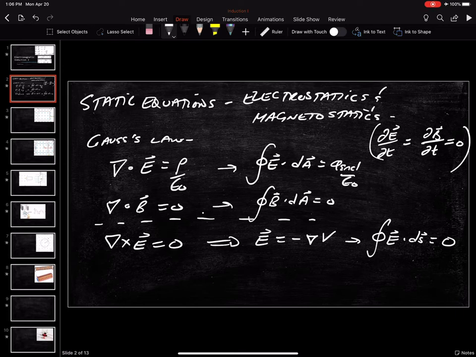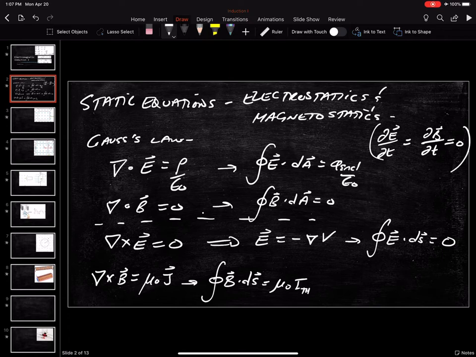And then finally we also have Ampere's law, which says that the curl of B is equal to mu naught times J, which is equivalent to the integral of B dot ds is equal to mu naught times I through. And also, the fact that the divergence of B is zero means that we can write B as the curl of some other vector, the vector potential. These are the things that we have seen so far. Every other equation that we've written down has been a consequence of these laws.